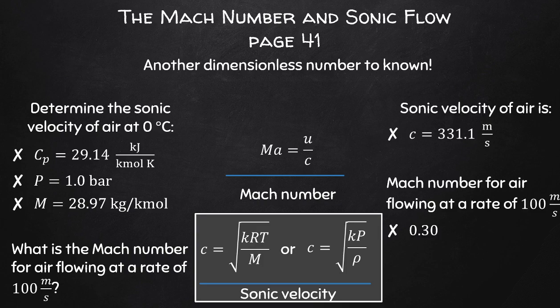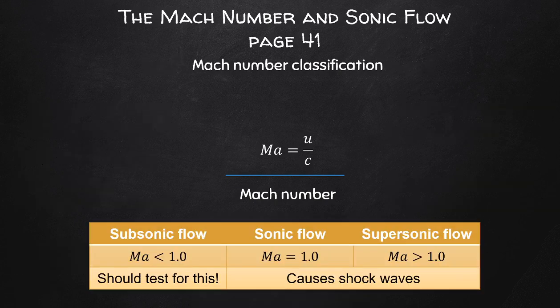I measure the sonic velocity for this fluid at 331.1 meters per second, which is typical for air, and the Mach number in this case is 0.3. So we are well in subsonic flow conditions at this point. Flow that is below a Mach number of 1, as you heard me say now, is subsonic, whereas a flow that has reached a Mach number of 1 is said to be sonic, and any flow with a Mach number above 1 is said to be supersonic.